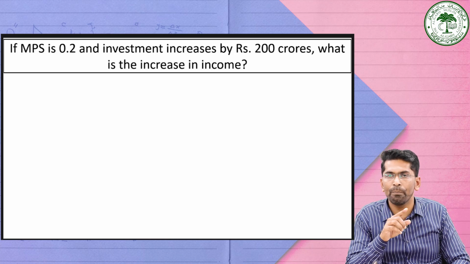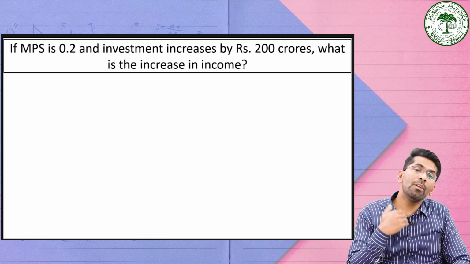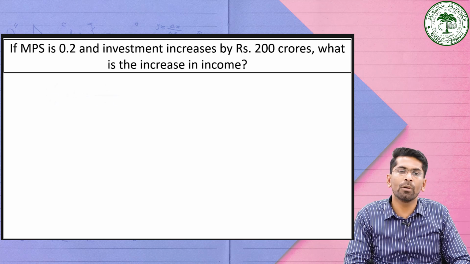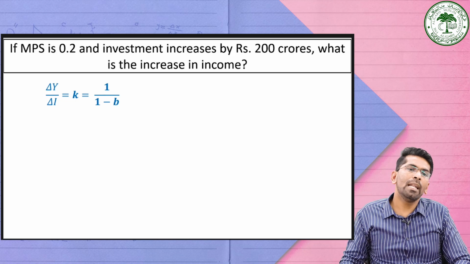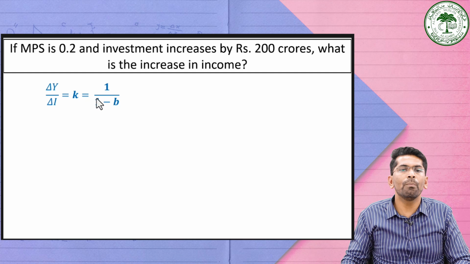See, if we have the MPS given, MPC is not given. So we want to find out how much the level of income will increase if investment is increased by 200 crore. So we know delta Y divided by delta I is equal to K, which is equal to 1 by 1 minus B, which is MPC. See, 1 by 1 minus MPC, and 1 minus MPC is equal to MPS.